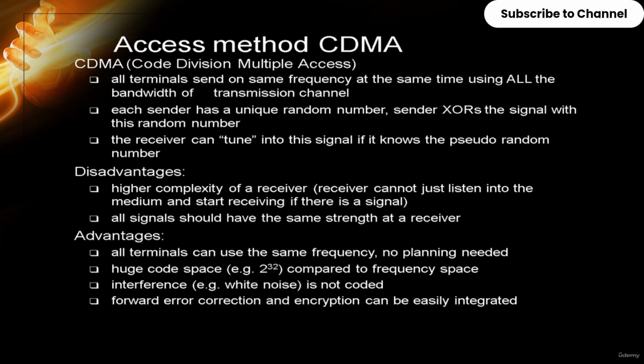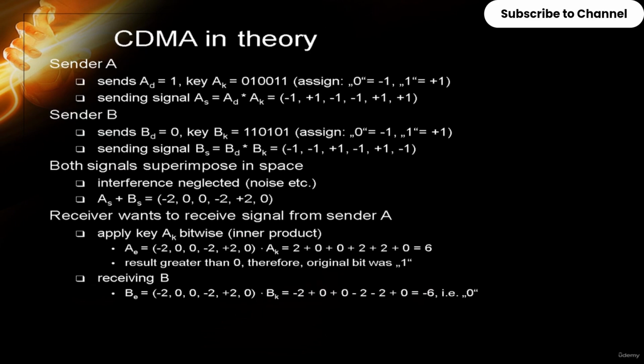Another scheme is CDMA, code division multiple access. In code division multiple access, all the stations are given a particular code to transmit. Each sender has a unique random number and does the XOR operation with the particular mobile station. The disadvantages of this scheme are that it is highly complex and all signals should have the same strength at the receiver. Advantages are that it can use the same frequency, a huge code space is available, interference is very much reduced, error correction is very easy, and encryption is easily available. An example is given here.